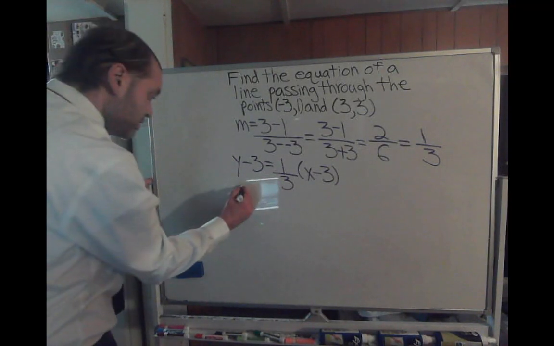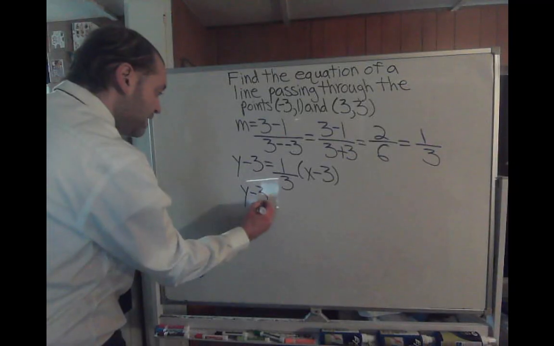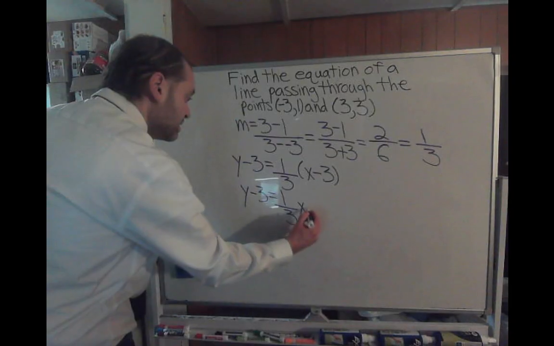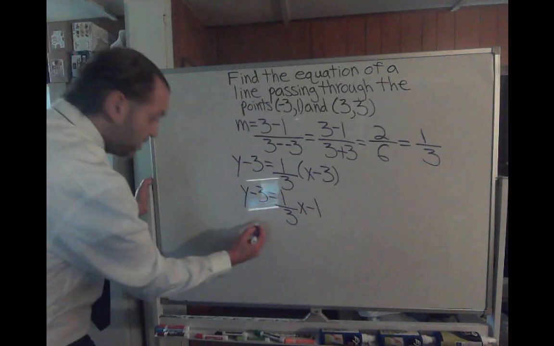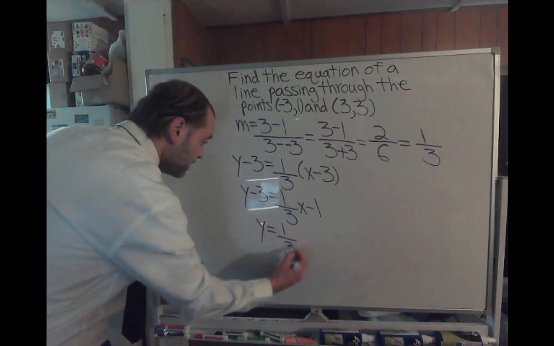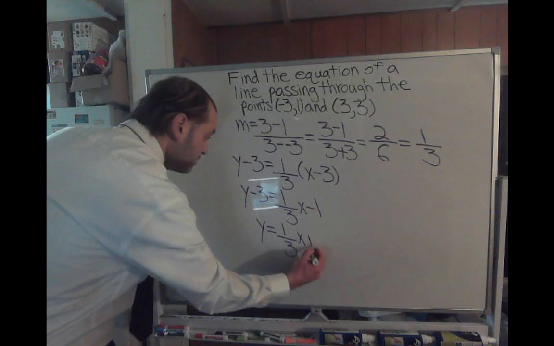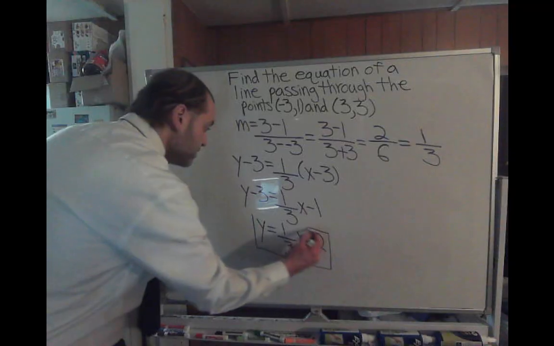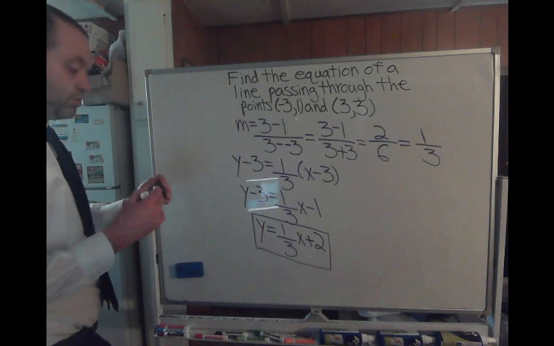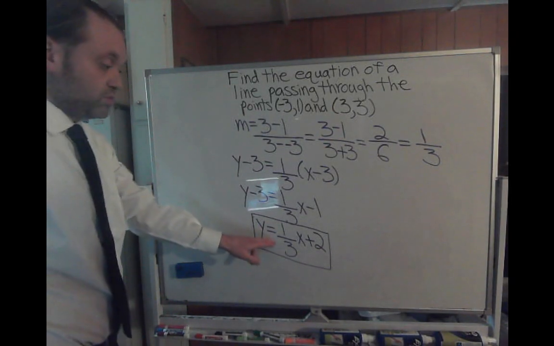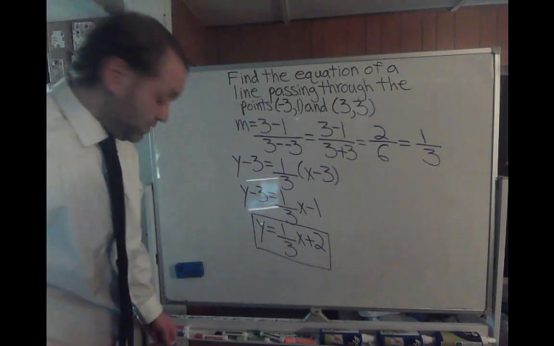So then we do our distributive property. You'll have y minus 3 equals 1/3 x minus 1, which would end up in the end giving you y equals 1/3 x plus 2. So the equation of the line going through the points negative 3, 1 and 3, 3 would be y equals 1/3 x plus 2.